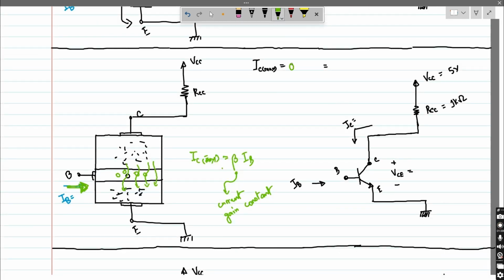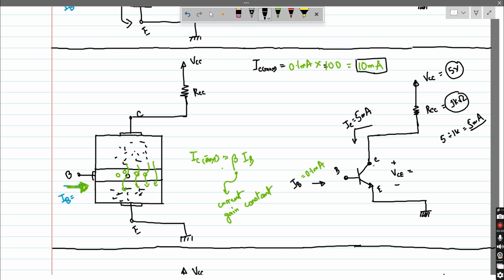However, if the base current is 0.1 milliampere, and let's say the BJT has a current gain constant of 100, then the maximum amount of collector current that can be carried by the BJT is 10 milliampere. If the VCC is 5 volt and the resistance is 1 kilo ohm, then the load current required is 5 divided by 1K, 5 milliampere. And this 5 milliampere is well within the maximum current limit of 10 milliampere.